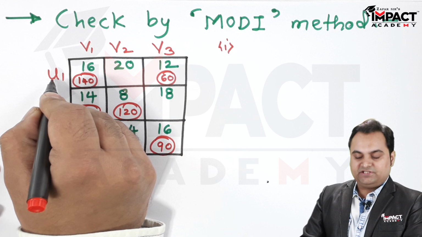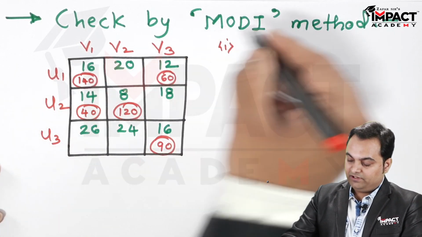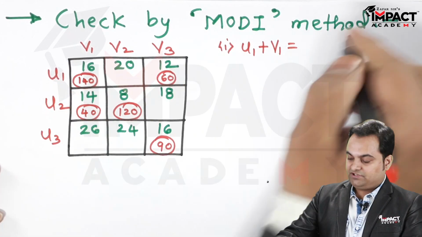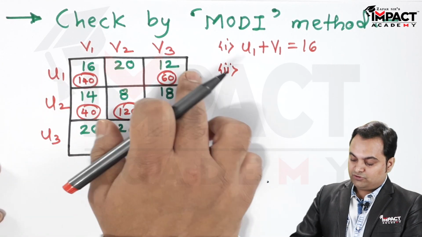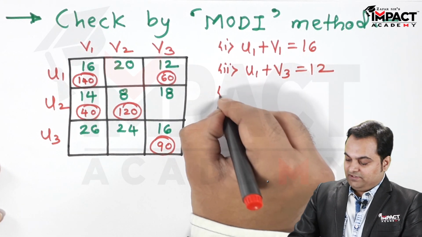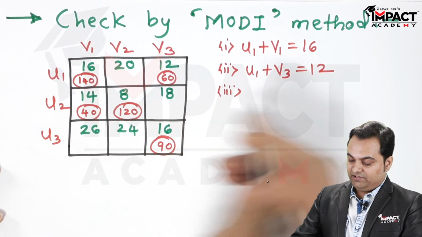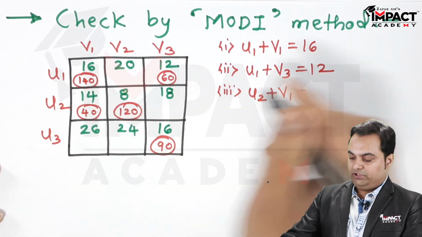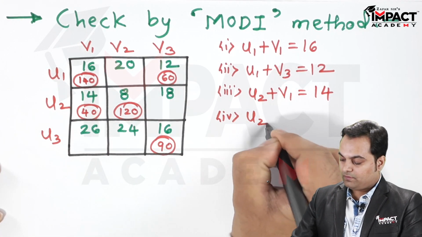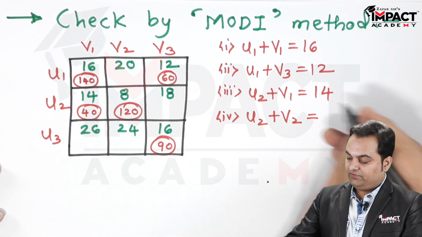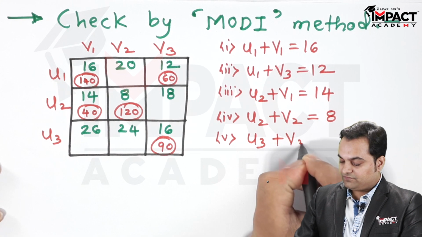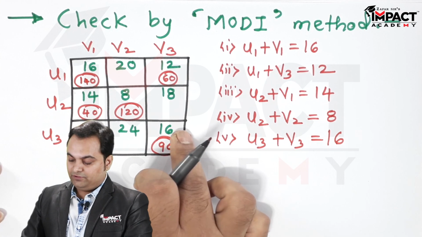We have to take the occupied cells, like for example here we have U1 and V1 as the first cell, so it is U1 plus V1 equal to the cost value, which is 16. Then first row third column, so U1 plus V3 equal to 12. Next we have U2 and V1 having value 14. Next we have U2 and V2, that is second row second column, value is 8. Then third row and third column, that is U3 plus V3 equal to the cost value, which is 16.